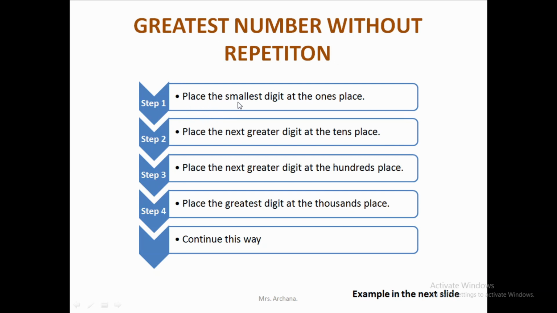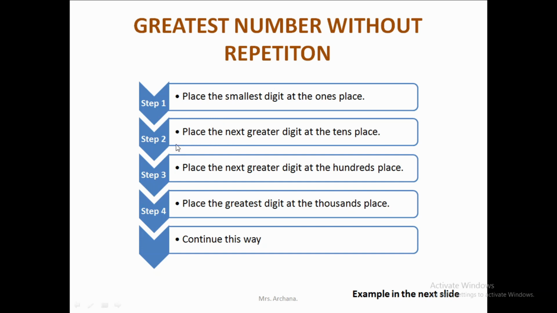First is place the smallest digit at ones place. At the last place, means right side first place, that is your ones place. In a number which one is ones place, already you know. In the ones place you place the smallest digit.